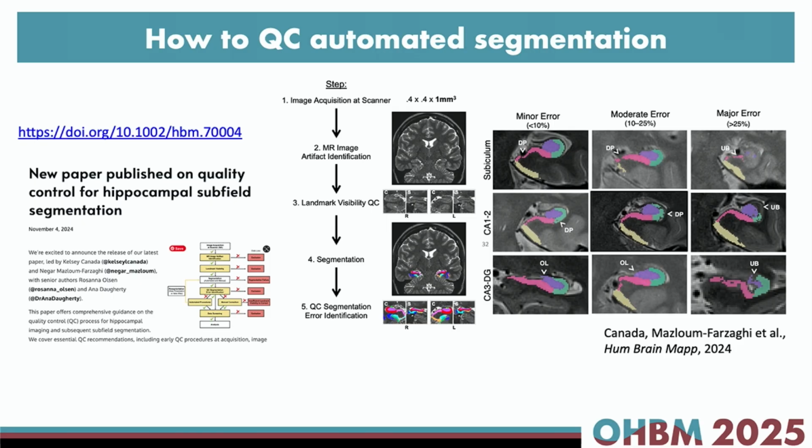I also just wanted to give a little bit of a plug for another paper that the hippocampal subfield group work, which is about how to perform quality control on automated segmentation. So one of the things that you might be interested in is, how do I look to see if my segmentation worked? If I'm using automated segmentation, we gave some guidelines for that and recommendations for students who want to use this in their work.